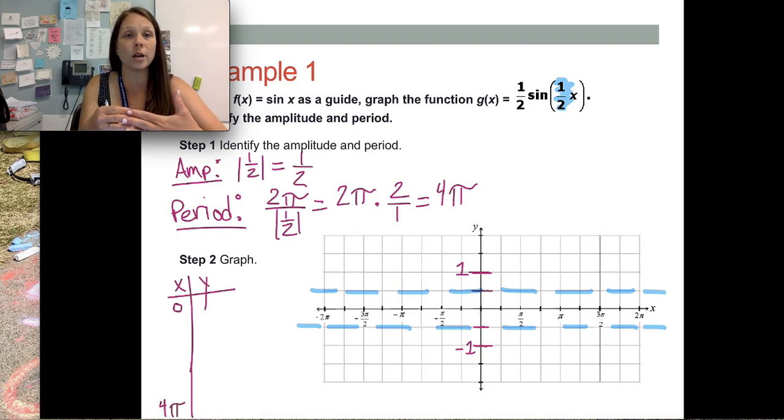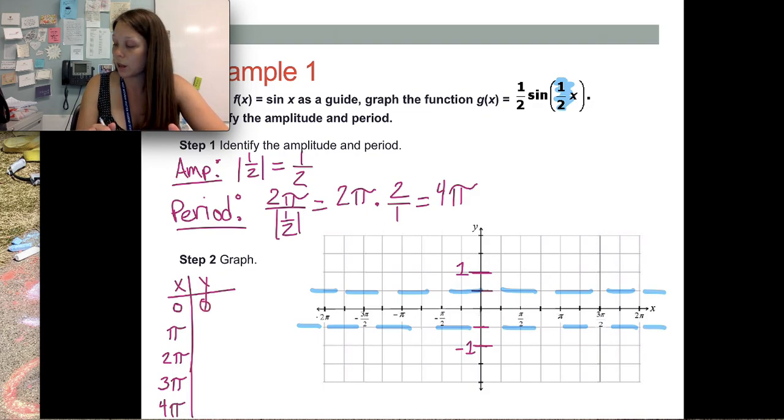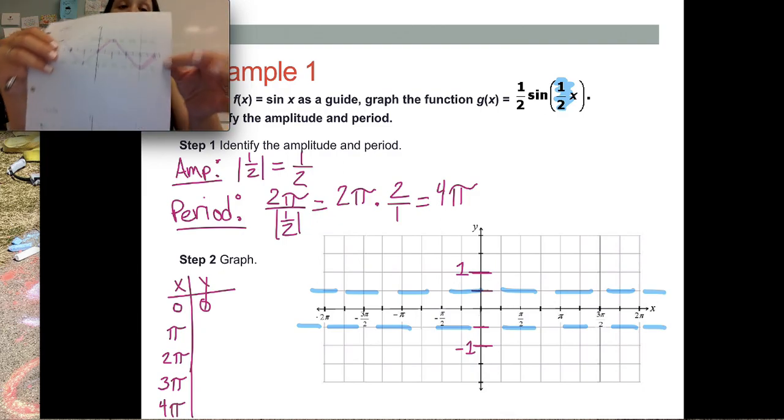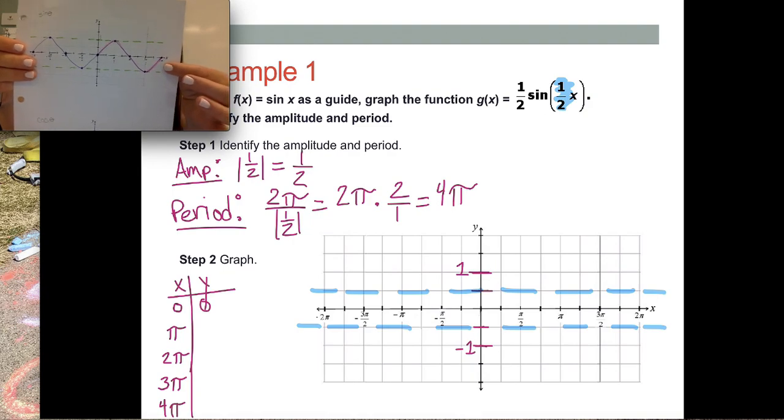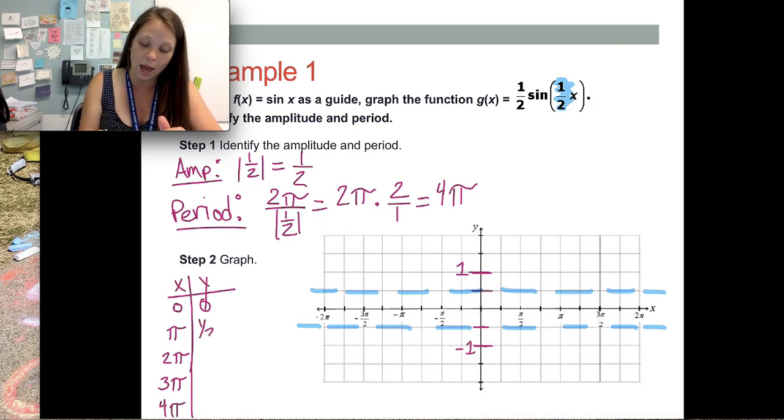And then I'm going to think about what are nice measurements in between that I could also graph. So something like pi and 2 pi and 3 pi. So at 0, I'm still going to be at 0. At pi, when I plug that in, if we look at this here, I'm basically taking this and extending all these points out because it's getting stretched. So at pi, we're going to have a value of 1/2.